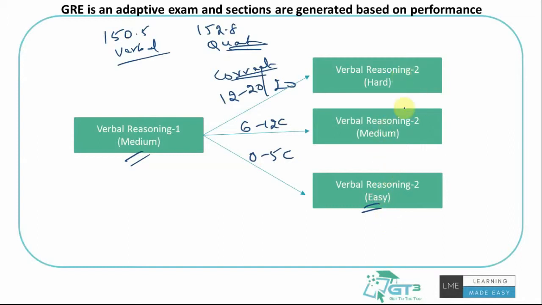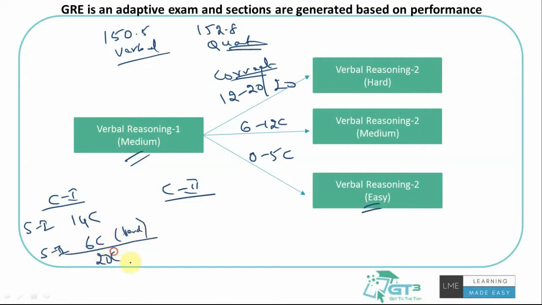Again, depending on how you do in these two, you'll land up with your final score. Let's again look at two candidates. Candidate 1, candidate 2. Section 1, he scored 14 correct. Section 2, that will be a harder section. So let's assume he got 6 correct.